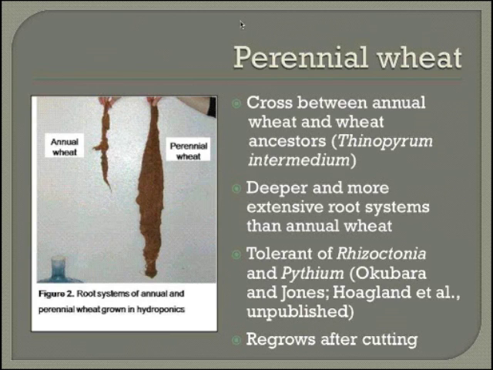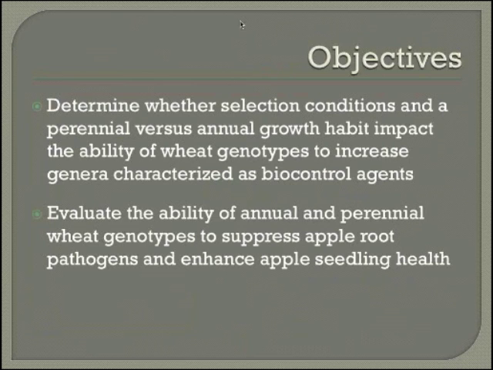Okay, so moving on. The goal of this study was just to determine whether selection conditions do impact how we're selecting wheat. As we select wheat varieties in different systems, are we affecting their interaction with beneficial microbial communities that might help suppress disease? And then what does that do for apple seedling health?